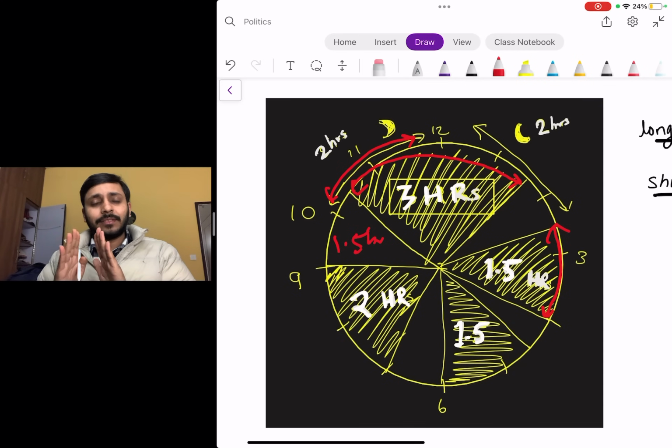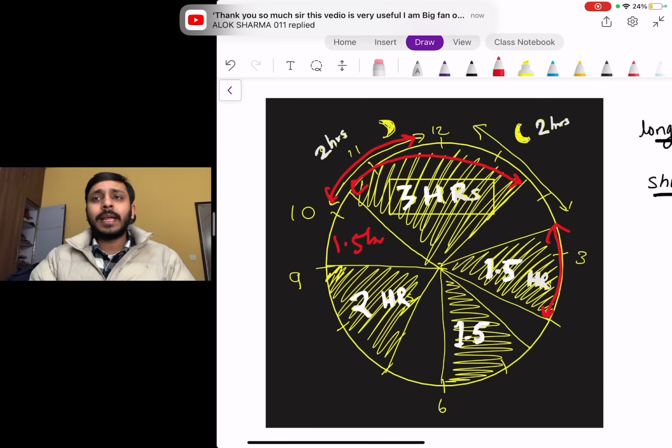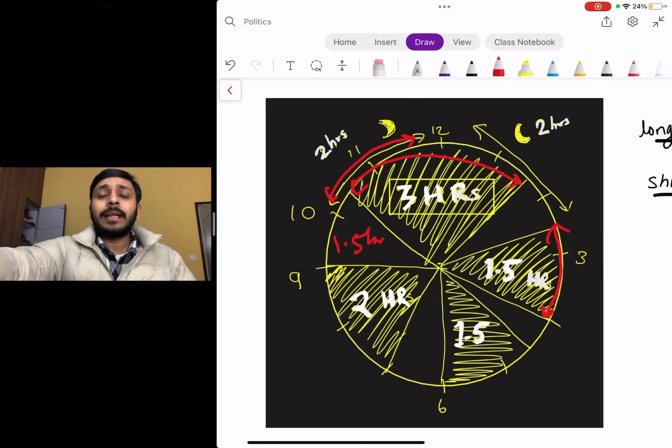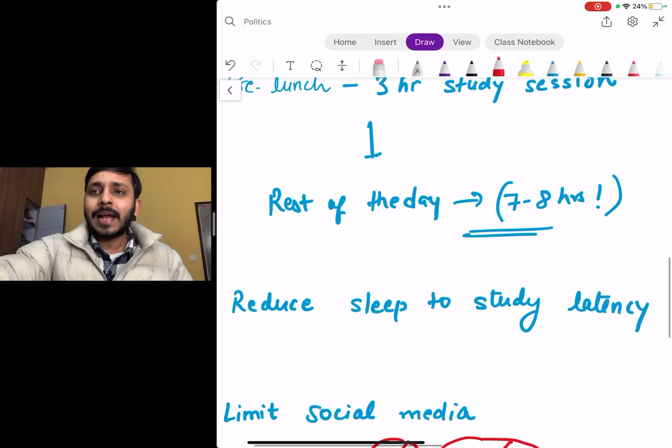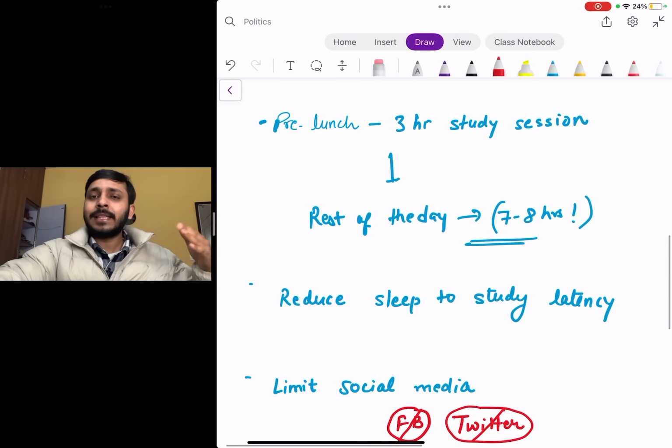And this is frankly more than enough. Even if you're not able to study this much, even if you're studying 9 to 10 hours per day, this is not a bad study routine. This will get you a top 10 rank, top 100 rank, top 500 rank at least. So just make sure that your pre-lunch study session is a 3 hour study session, because then the rest of the day falls in place automatically.